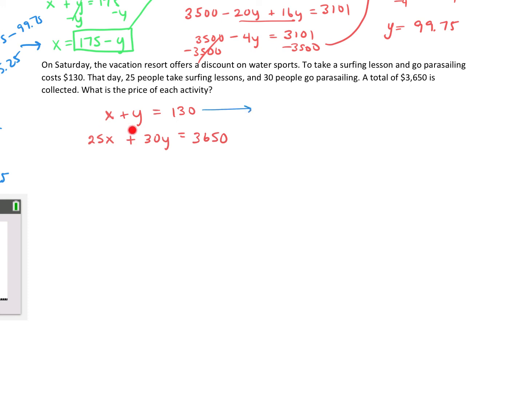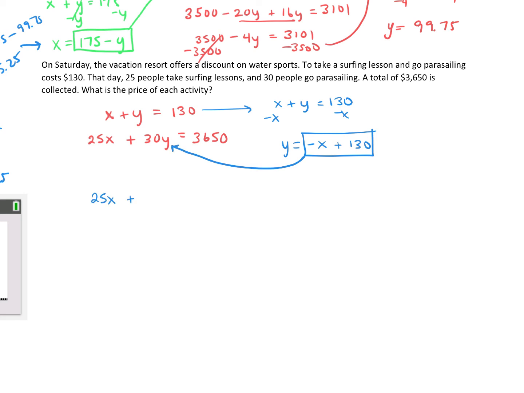So substitution, isolate a variable. We have some lonely variables up here. Why don't we go ahead and isolate the y variable this time, so we subtract x from both sides. So y equals 130 minus x, or how about if we write negative x plus 130? That's normally how we would solve for y. All right, put a box around that. We're going to take that and substitute it into the other equation for the y. So we write out 25x plus 30 times (negative x plus 130) equals 3,650.